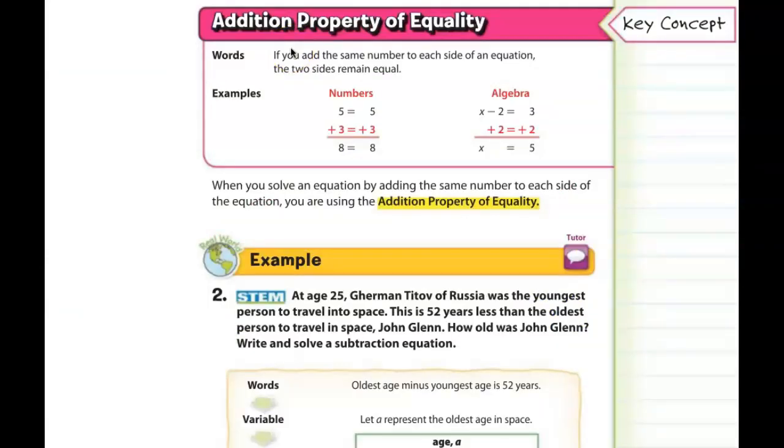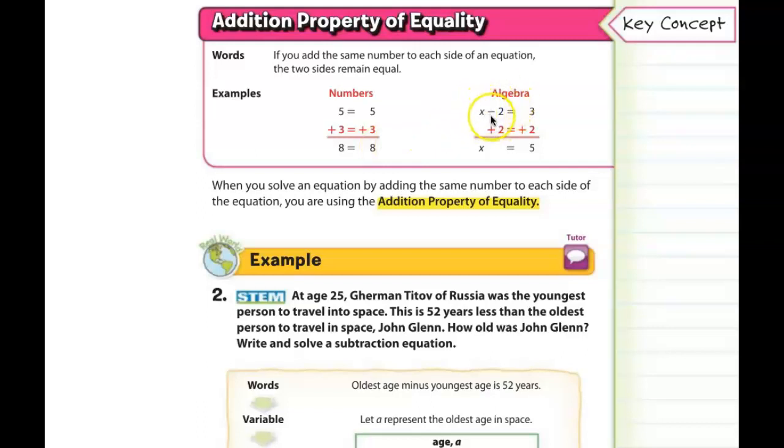So there's such a thing as the addition property of equality. If you add the same number to both sides of the equation, the two sides remain equal. So if you have 5, it is equal to 5. But if you add 3 to one side and you add 3 to the other side, positive 3 and positive 3 are equal, and then you're going to end up with 8 equal to 8. So all that stays balanced.